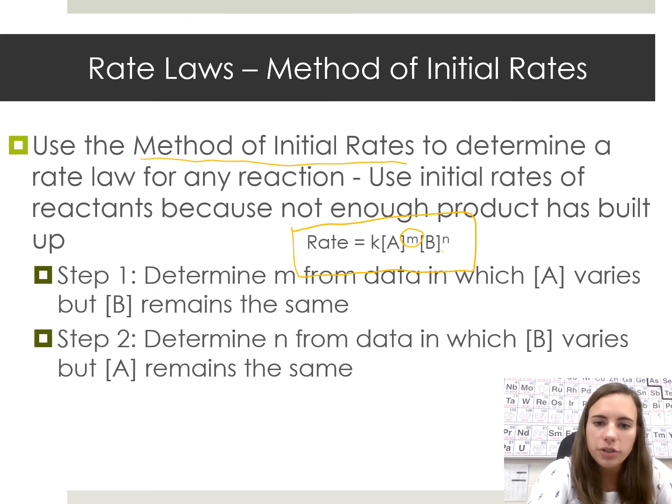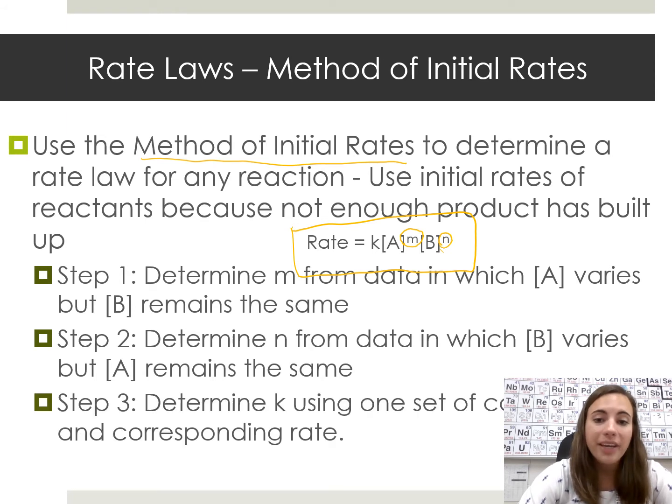Then, in order to determine the order of the second reactant, if there is a second one, we're going to find trials where B changes but A stays exactly the same, because we need to take that out of the equation so we can see just how B affects the rate. Once we've determined both orders, we can calculate K by plugging in a trial and its corresponding rate. Now you're probably like, what are you talking about? This makes no sense. It's going to make a lot more sense when we actually look at some data.